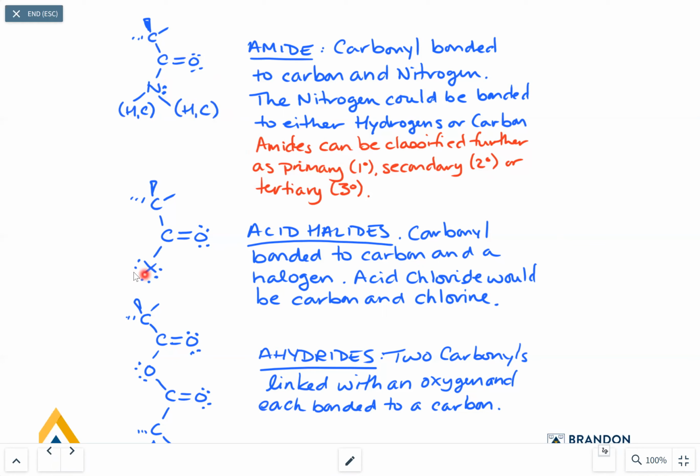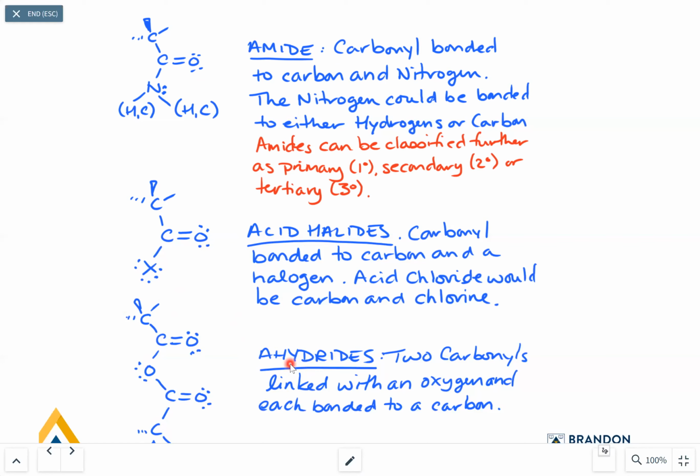If you've got a halogen here, these would be called acid halides. So if it was a chlorine, it would be called an acid chloride. If this was a bromine, it would be called an acid bromide. And the last important one, I guess, is when you've got a carbonyl, oxygen, carbonyl, and then there's still carbons on either end. These are anhydrides.